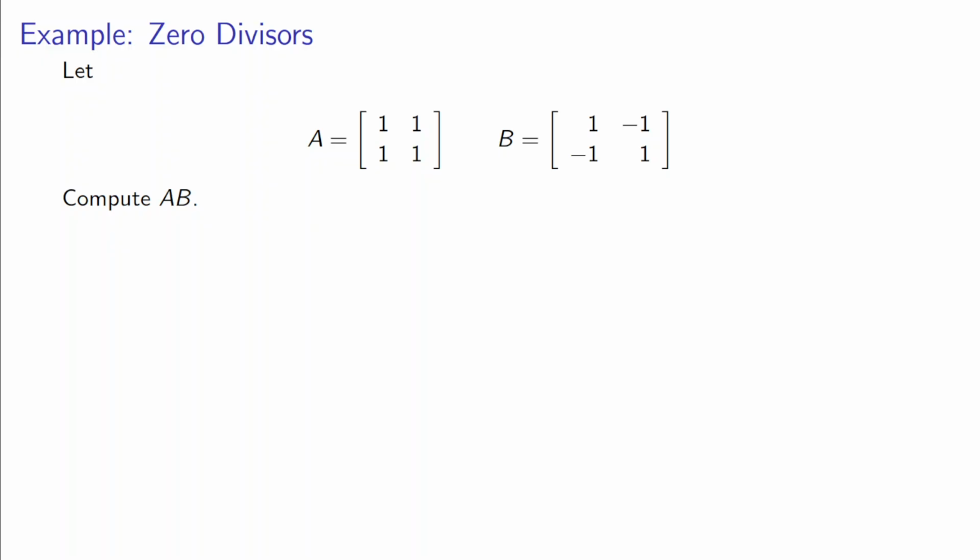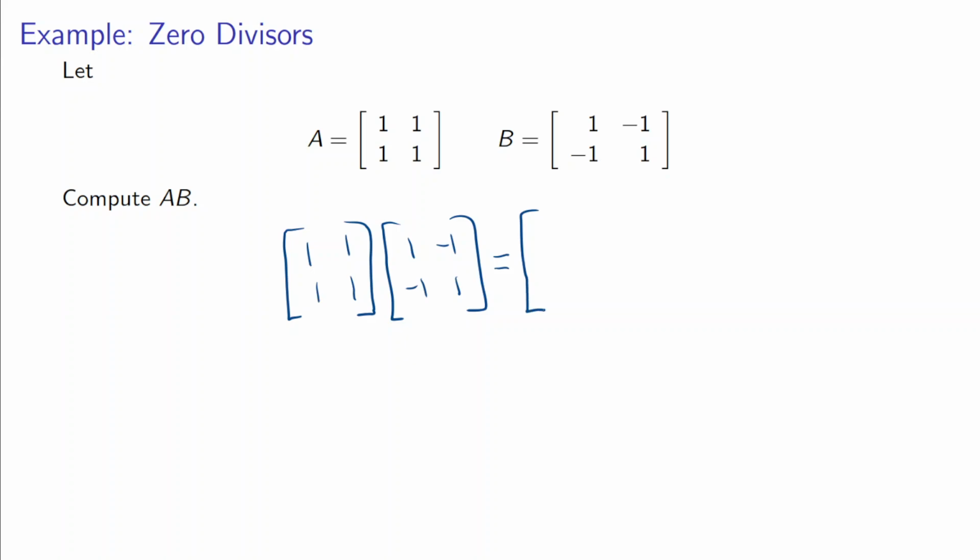Let's do a few more examples. So this example is labeled zero divisors. We'll see why in a minute. We have these two matrices, both 2 by 2 matrices, A and B. Let's look at A times B. So working through that. Okay, so we'll get 1 minus 1, which is 0, minus 1 plus 1, which is 0, 1 minus 1, which is 0, minus 1 plus 1, which is 0.